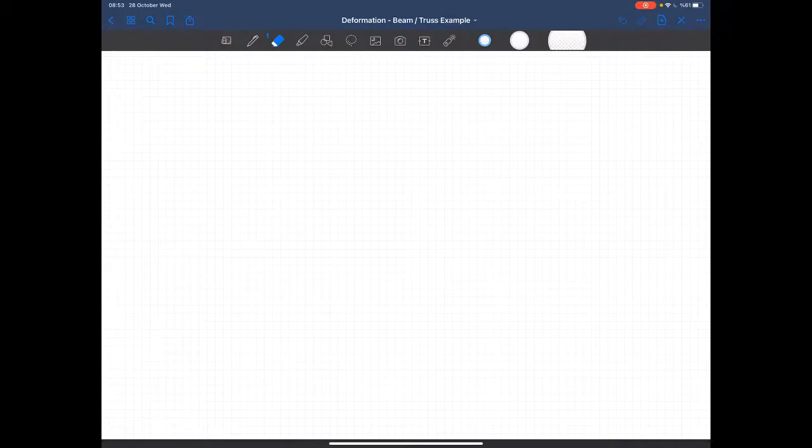Okay, we will solve another problem. This time we will have a beam and a truss, and we will try to calculate the deformation of that structure. So I have a beam here and I'm supporting it from the top with the truss member.